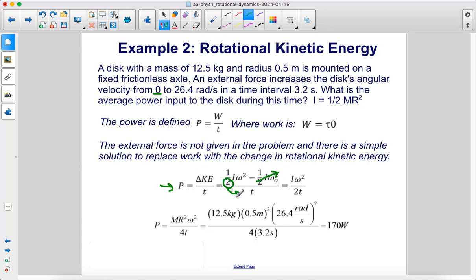This 2 moves to the bottom, and we have this equation, I omega squared over 2t. Now, I is 1/2 mr squared. So with 1/2 mr squared, that 2 got moved down here, and therefore that 2 becomes a 4. We have m r squared omega squared over 4t. If you plug in all your numbers, you get 170 watts.